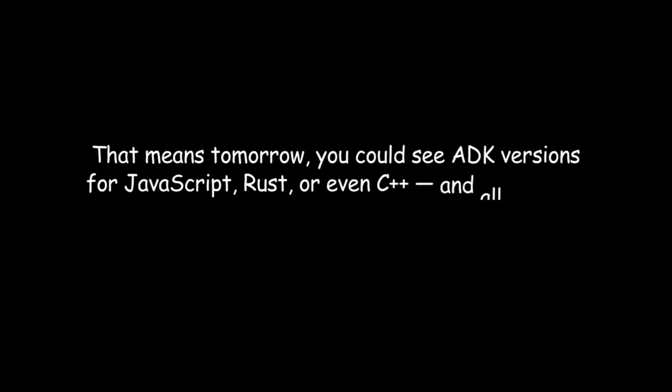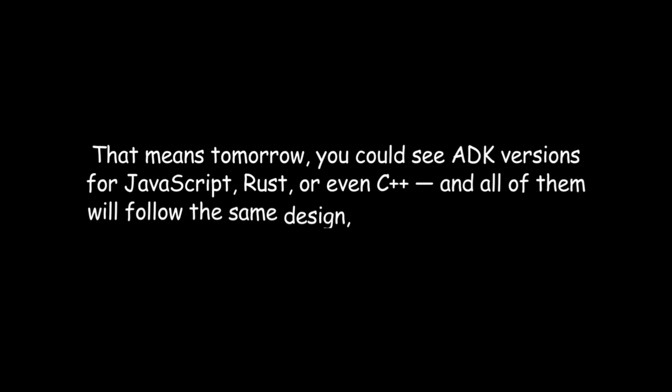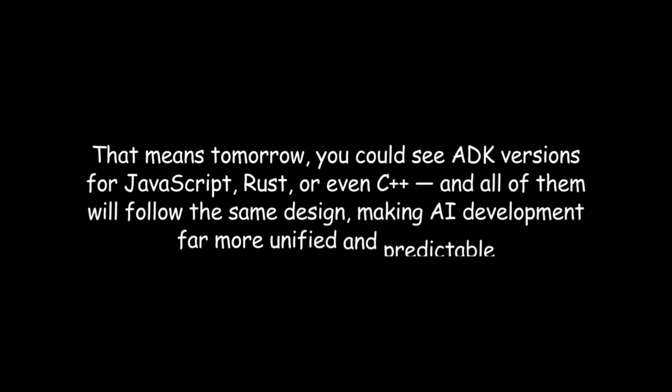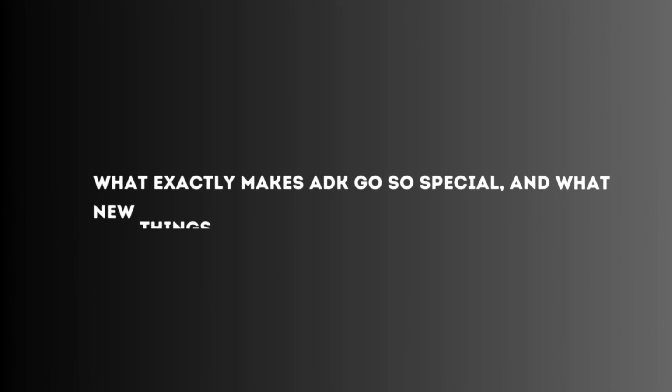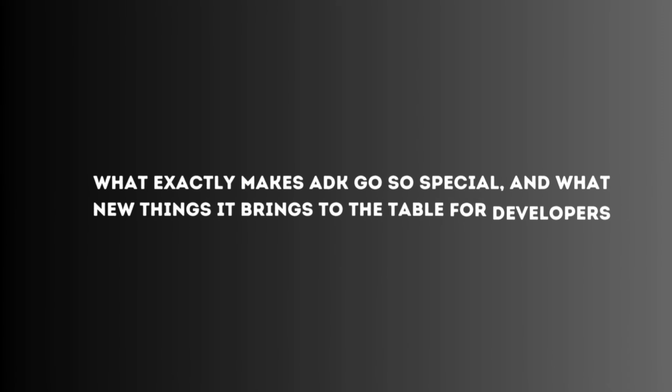And even if you are not a Go developer, don't skip this update because what Google is doing here is setting a standard for multi-language agent development. That means tomorrow you could see ADK versions for JavaScript, Rust, or even C++, and all of them will follow the same design, making AI development far more unified and predictable. Now that you understand what ADK really is, let's move on to the fun part. What actually makes ADK Go so special and what new things it brings to the table for developers?